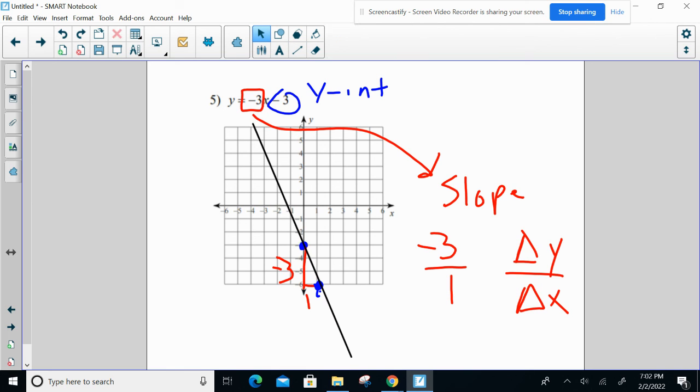So, like I said, I wanted to keep this as brief as I could. You guys know how to do this. It's just a matter of putting the slope in the right spot and graphing it if you need to.